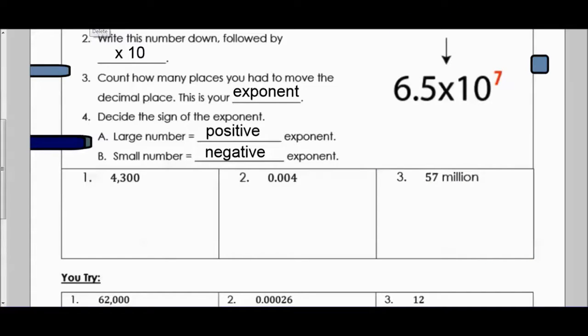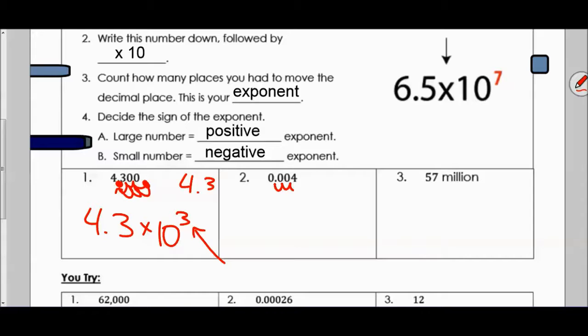All right, so in these examples, we see that we have a bigger number. We know we're going to have a positive exponent. The number that we want to get is 4.3. We want that decimal point to be in between the 4 and the 3 because that's a number between 1 and 10. So it's going to be 4.3, and it started out at the end of the number. It moved 1, 2, 3 spots. So that's going to be our exponent. Our exponent is positive 3 because we're looking at a bigger number, and we changed the decimal place by 3 spots.